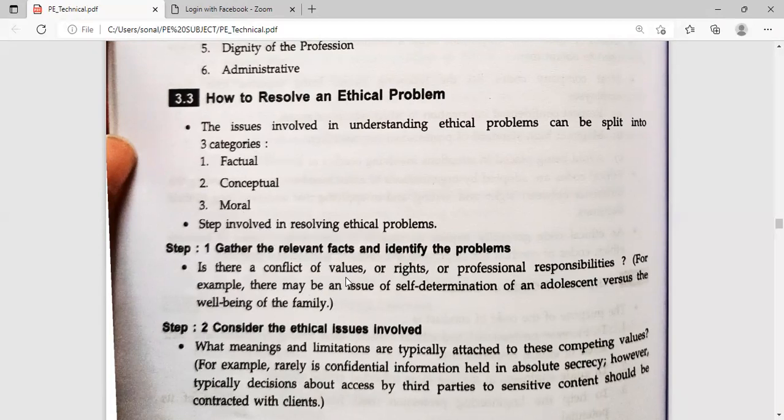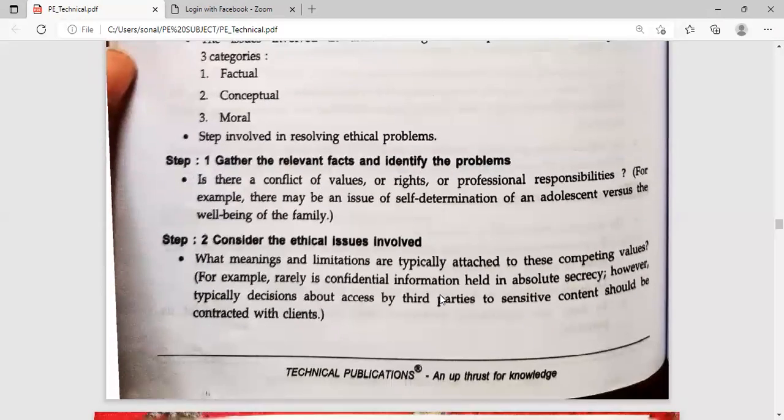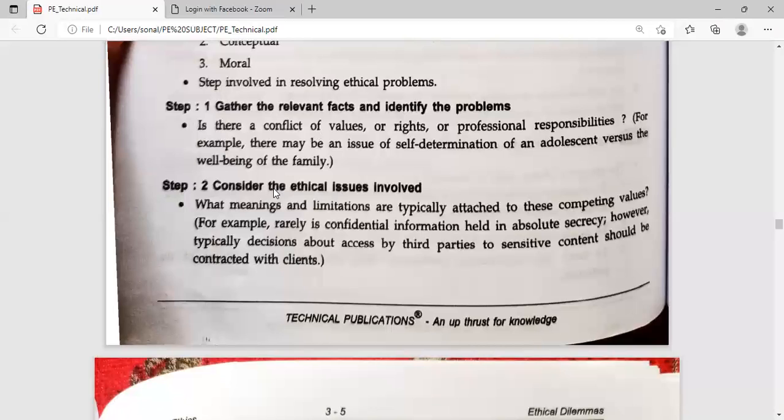If there are conflicts of values or rights or professional responsibilities, for example, there may be an issue of self-determination of an adolescent versus the well-being of the family. So first आपका step क्या रहेगा? Problem identify करना. Okay. Second step is consider the ethical issues involved.